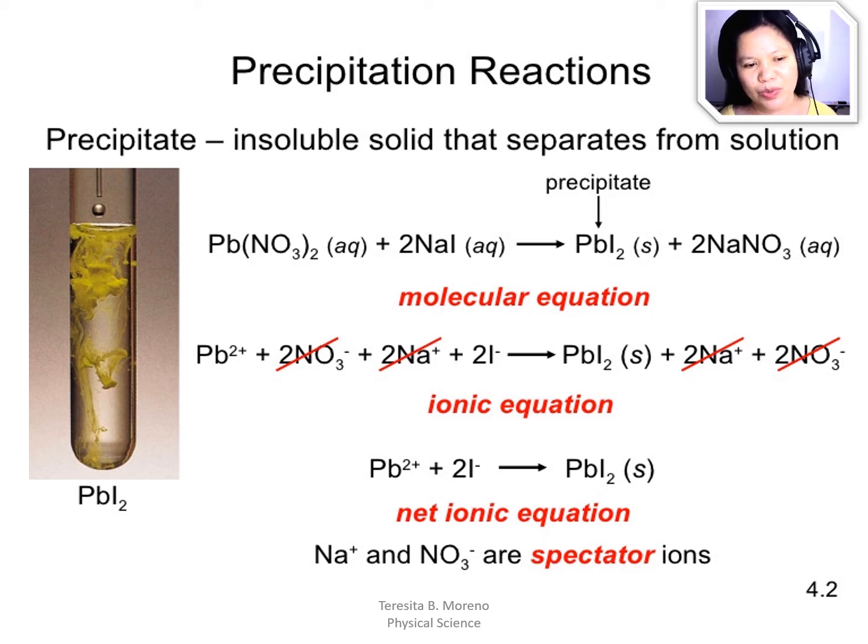Now what will happen to sodium and nitrate? These will be spectator ions. When I say spectator ions, these are the ions that would most likely dissolve or combine with our solution. But the lead iodide will always be our precipitate.